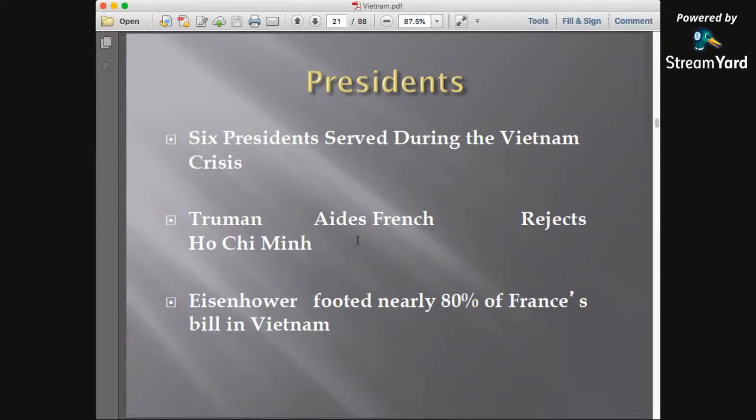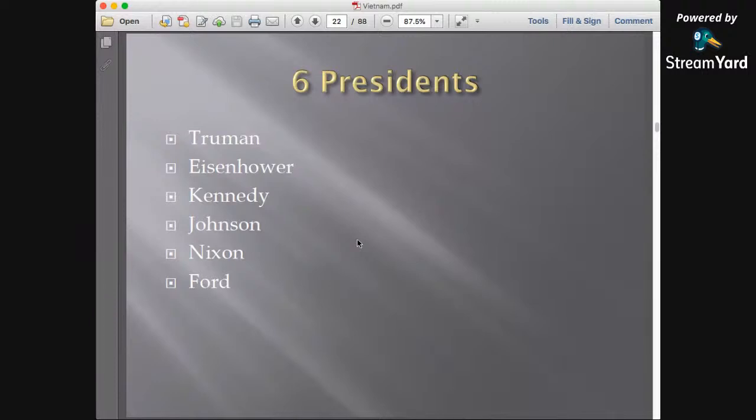Presidents. Many people would look at this and think Johnson to Ford. And this is simply not true. Six presidents served during the Vietnam crisis, not the war, but the crisis. Truman would aid the French. He rejects Ho Chi Minh. Even Eisenhower footed nearly 80% of France's bill in the Vietnam War. So even Truman and Eisenhower became involved in that. But the 6 presidents are Truman, Eisenhower, Kennedy, Johnson, Nixon, and Ford.